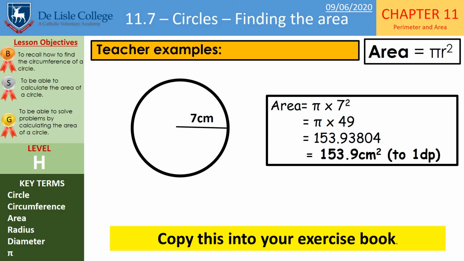That's certainly an example worth putting into your book. It's worth noting at this stage that using your calculator you can just type pi times 7 and then the squared button, equals, and do it in one go on your calculator. But I would always recommend you write the long decimal down and then you round it. Pause the video while you do that.